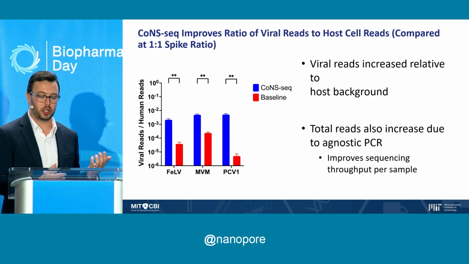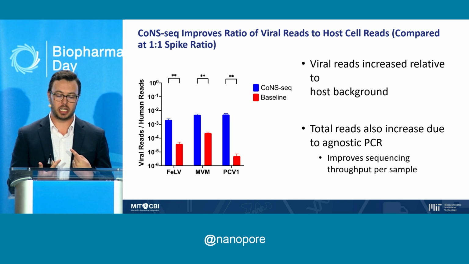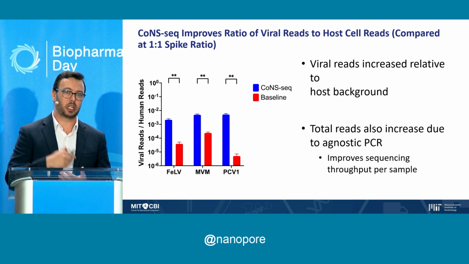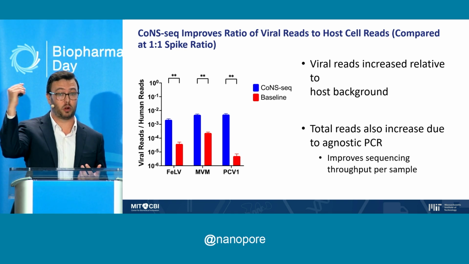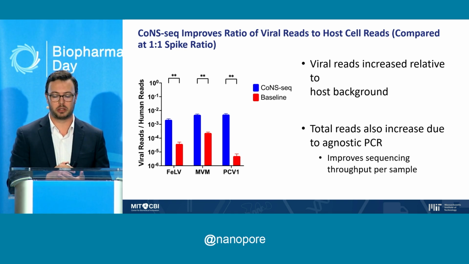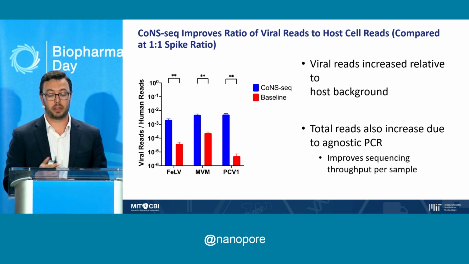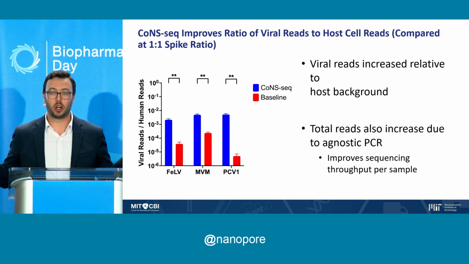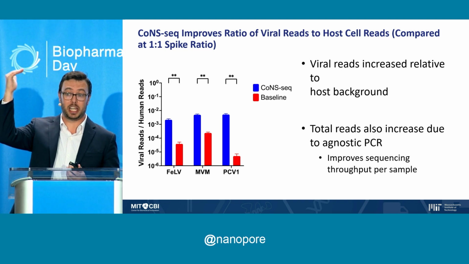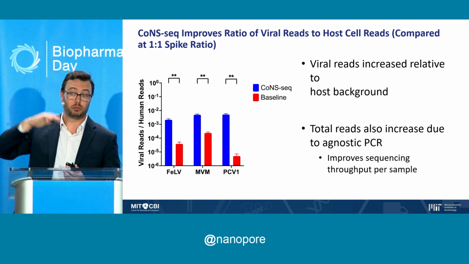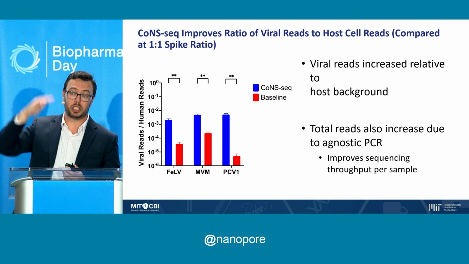This slide is just showing that with this amplification technique, we are improving our viral read to human read ratio. That means that, compared to the baseline pipeline, we're now seeing more viral reads compared to that human read background. I should note, however, that with the agnostic PCR, we are amplifying all of our DNA, and so the overall amount of nucleic acid does increase, but relatively speaking, we're seeing a lot more viral reads than we were previously.